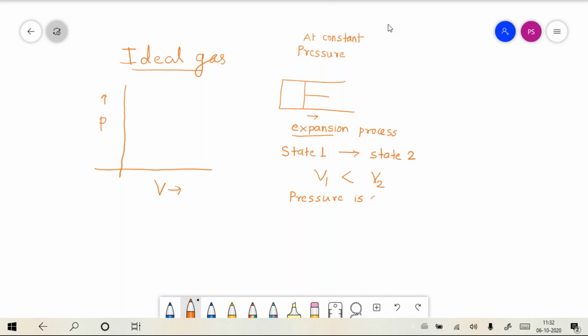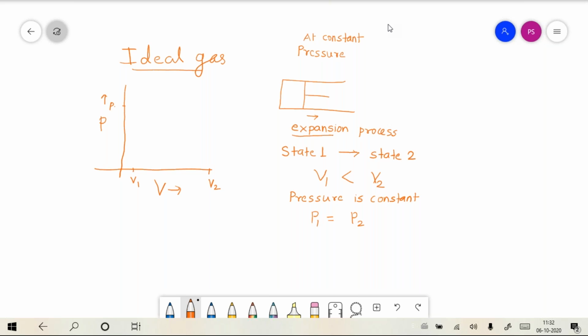This obviously would mean that P1, that is the initial state pressure, would be equal to the final state pressure. So if I want to represent this, let us say that initially the volume was V1, and now the volume is V2. Initially the pressure was P1, and now the pressure is P2.